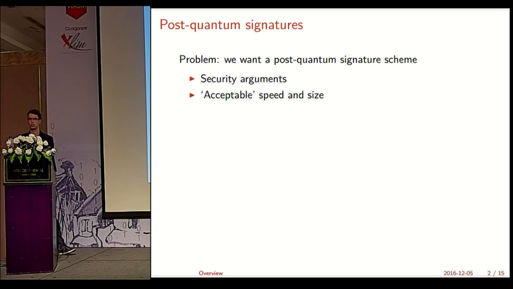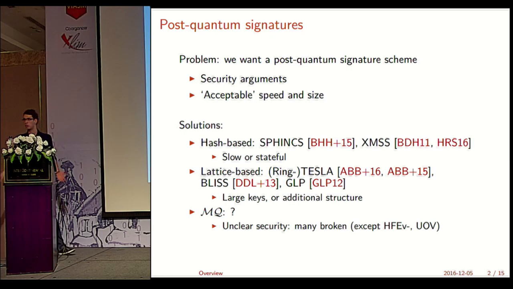We want security arguments for these schemes so that we know that we can trust them, and we want them to be acceptably fast and reasonably small in terms of signatures and key sizes. You can debate about what is acceptable here, but for now, let's just assume we have acceptable as a term. There's a bunch of people that have already come up with solutions. There's conservative hash-based signature schemes. There's lattice-based schemes. There are some schemes based on MQ. They all have upsides and downsides. We're going to focus on MQ here.